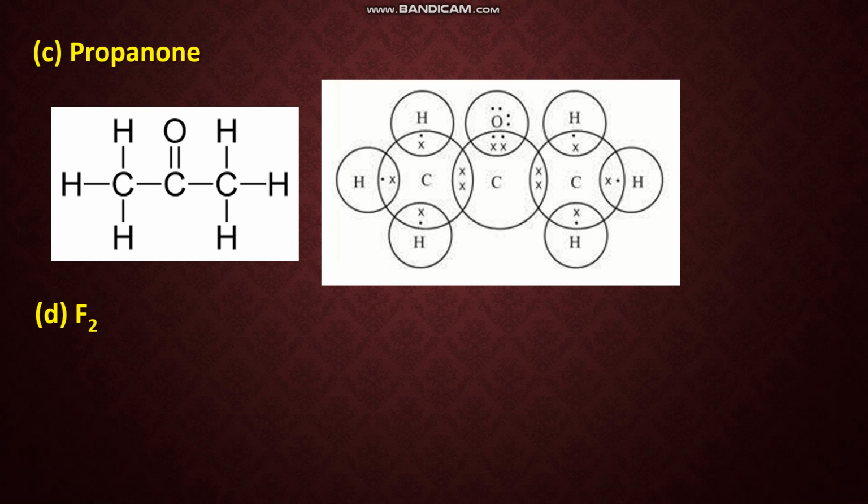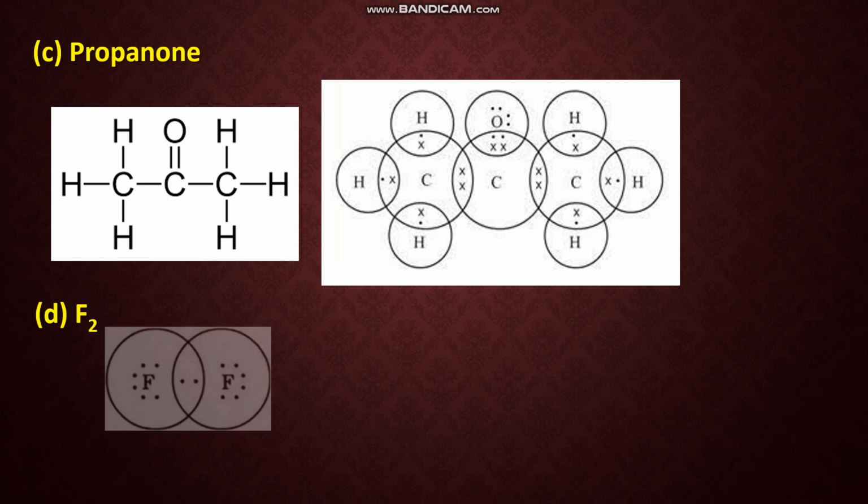Next, let us see F2, the fluorine molecule. You know fluorine's atomic number is 9, so its electronic configuration is 2, 7. So, there are 7 electrons in the outermost shell, and each fluorine requires one more electron. So, it shares one pair of electrons between these 2 fluorines. One electron of this fluorine and one electron of this fluorine mutually share.